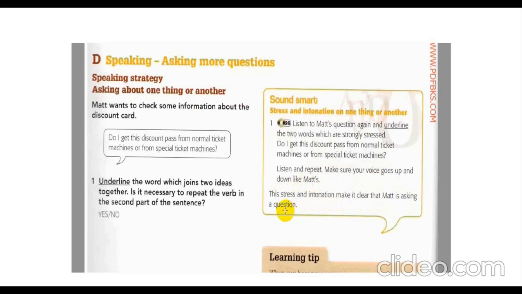As we have explained before, stress and intonation enable us to convey the meaning. In speaking, the stress and intonation clarify the speaker's meaning. Yes.